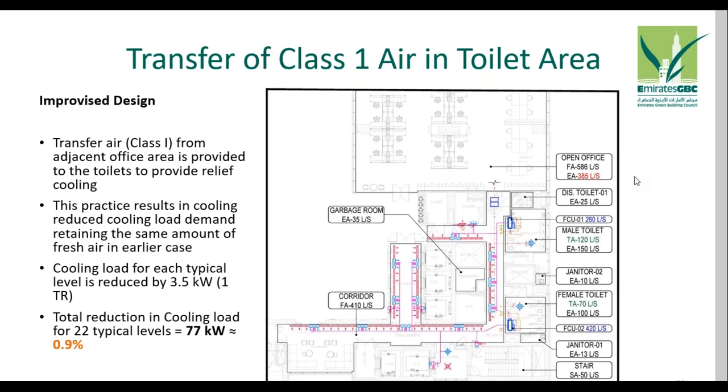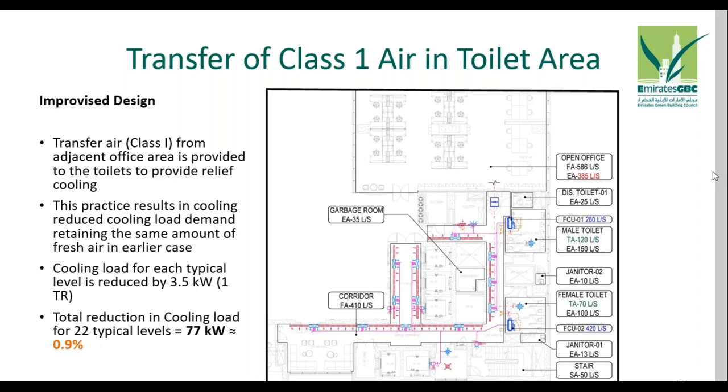Otherwise, the building will go into the negative zone. So the typical toilet areas will be under negative pressure, but the envelope of the whole floor or the building has to be under positive pressure to avoid infiltration. So as we apply this code, we can eliminate the requirement of dumping the supply air to the space, and we can use the transfer air.